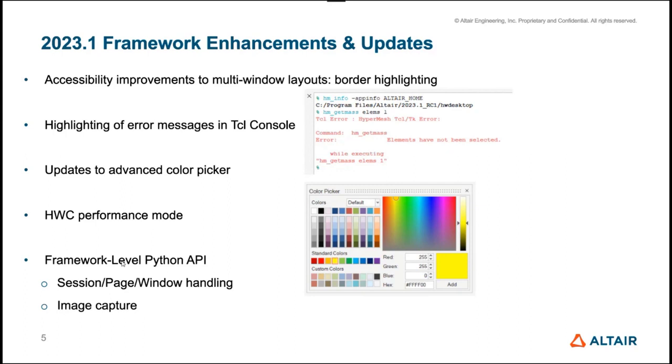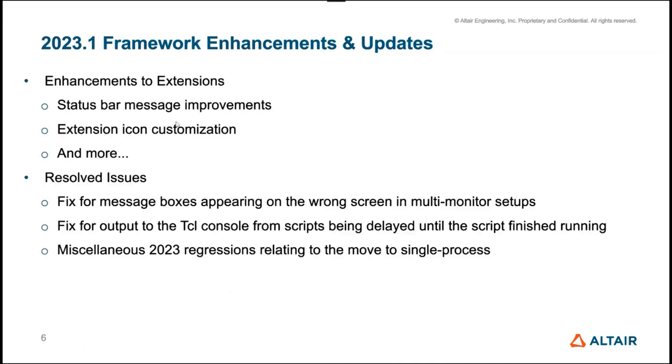Also added some framework level implementations to the Python API, including session, page, and window handling, image capture, things like that. There were also some enhancements to the extensions that went in. Those included status bar message improvements, the ability for a user to customize the icon shown in the extension manager for a given extension, as well as some additional enhancements. Again, those were covered in an earlier automation and customization session that could give more details on those enhancements.